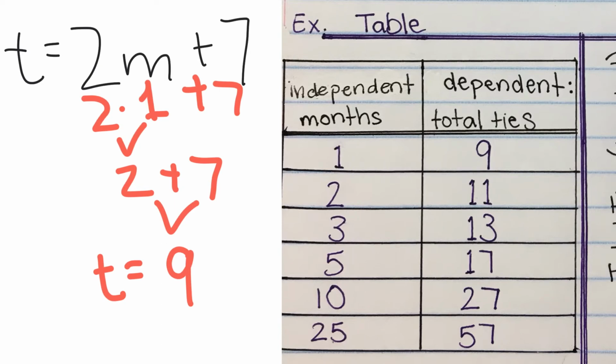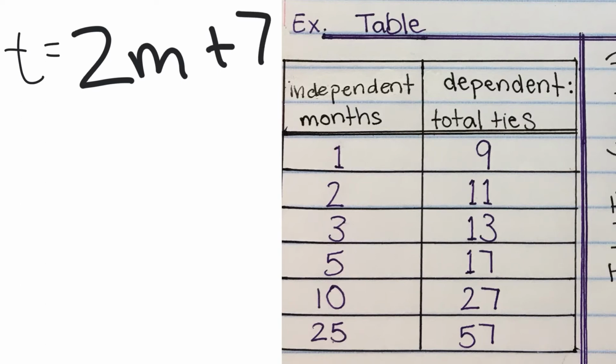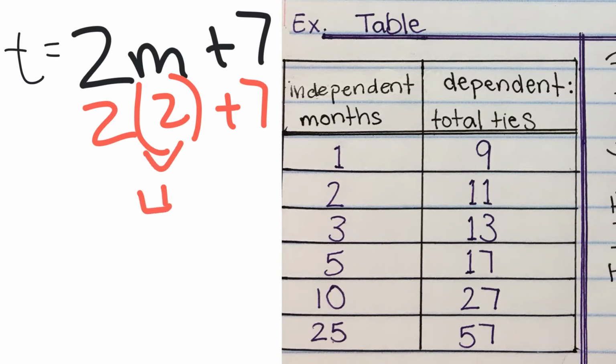Okay, if we were to move down a step and we looked at maybe he had 2 months of tie purchasing, it would look like 2 ties times 2 months plus 7. 2 times 2 is 4. 4 plus 7 is 11. That's why here we see after 2 months he's got 11 ties.